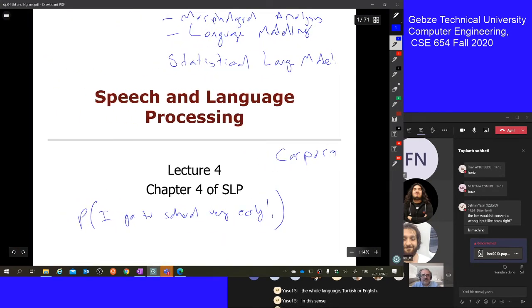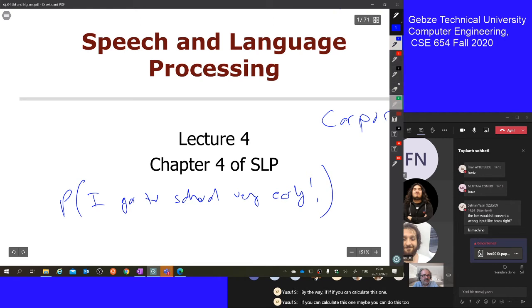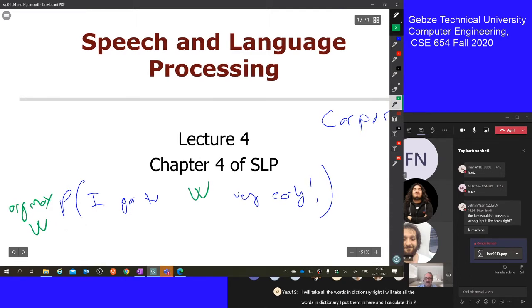By the way, if you can calculate this one, maybe you can do this too. Let me do it this way: argmax over W. Let me erase this part and put W here. Find me a W in English that makes the probability of this sentence highest. How would you find such a word W? I will take all the words in the dictionary, put them in here, calculate this P, and pick the one that makes this P maximum.